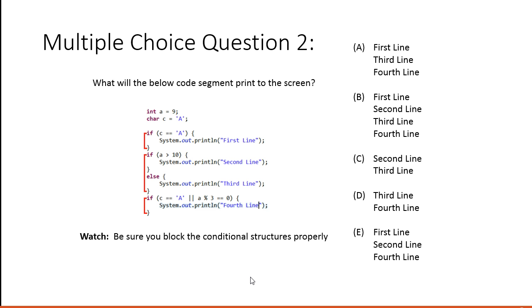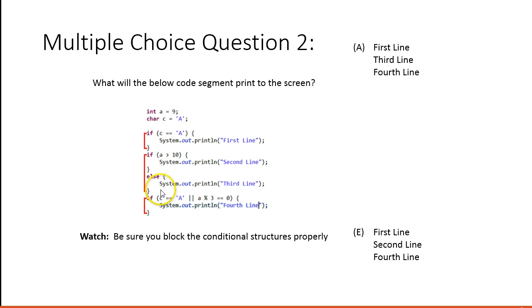The first thing I notice is that at most I'm going to have 3 things printed to the line, because I'll never go in both this if and this else. So B can go away right away. Let's say if C is equivalent to A, that's true, so we have to print out the first line. That means C can go, and D can go. Now let's evaluate this condition. If A is greater than 10, is 9 greater than 10? That's false, so we're going to come down to the else, and we're going to print out the third line. Therefore, I don't even need to look at this last condition. I know the answer is A.